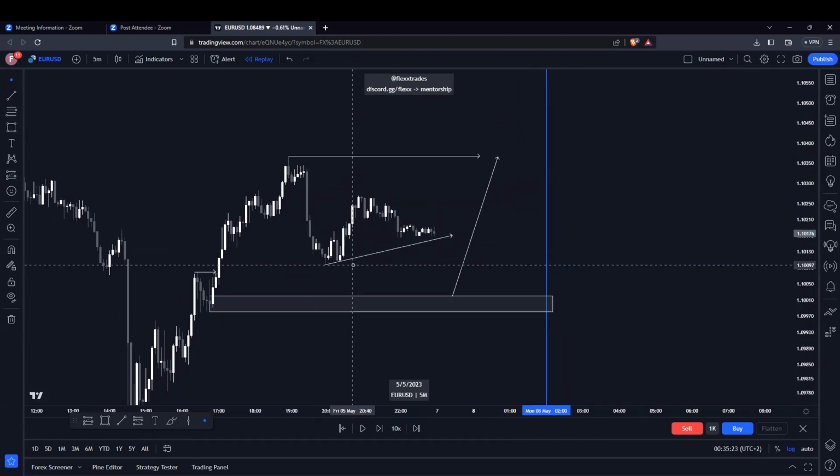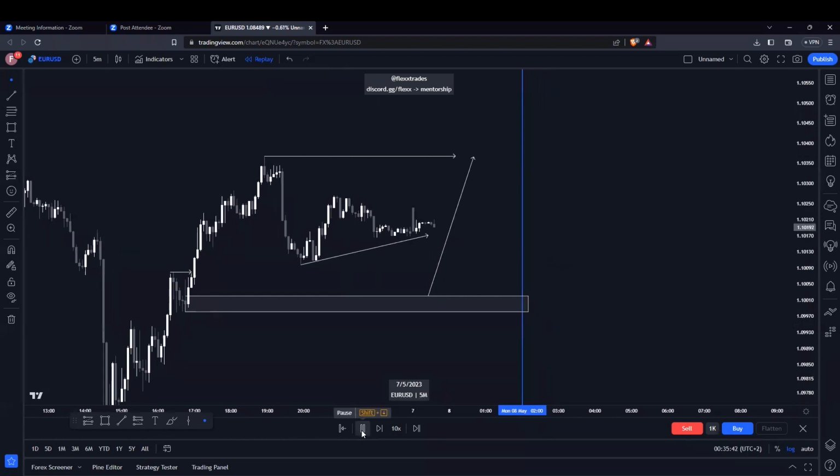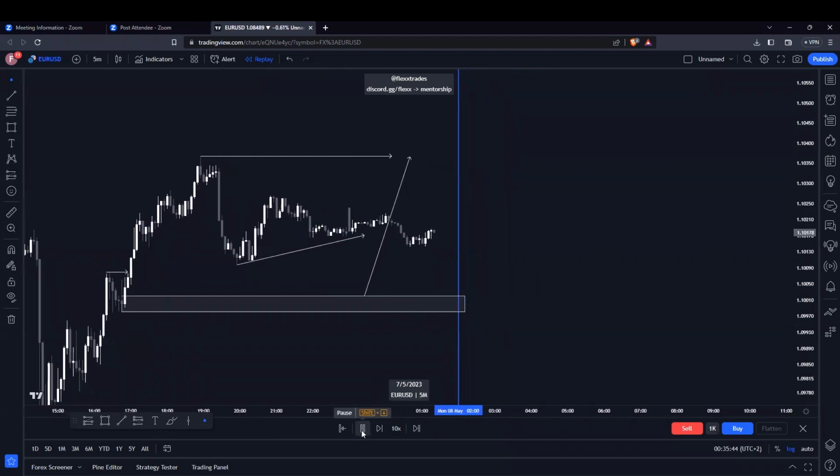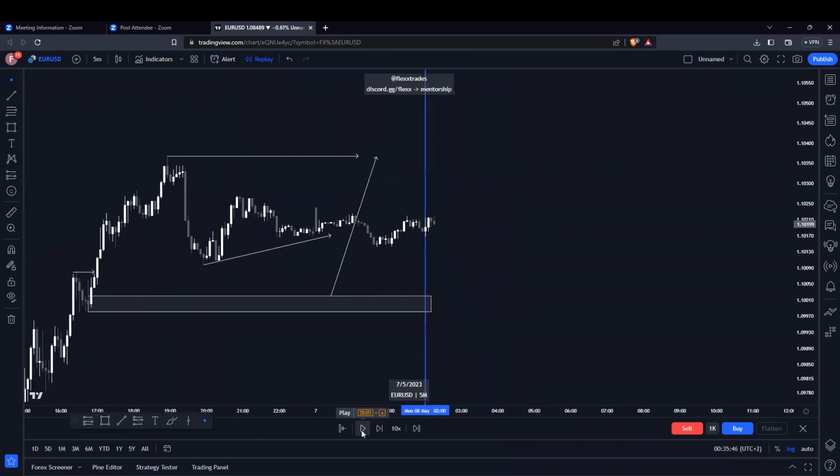I'm just going to be waiting for Asian session. And when Asian session starts, of course, the volume is going to pick up, because until Asian session there's actually little to no volume, right? So we're going to wait for the Asian session, and then we're going to see what price action is going to do, right? So let's move a little bit forward. Okay, so now Asian session started.